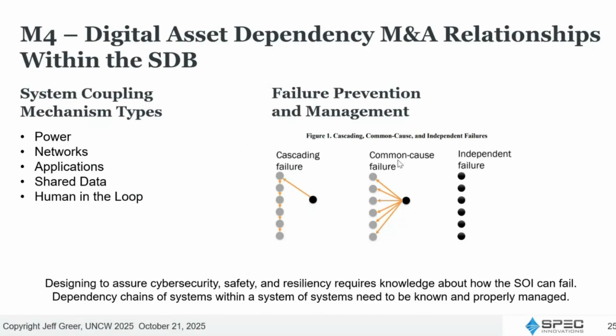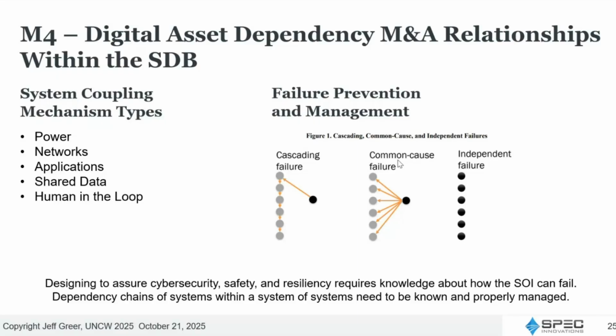And then finally, we get to method 4. So for your system of interest, now that you've got a security domain boundary, you've identified the assets within it, and you've abstracted them down to a level that makes them more reasonable to work with, you want to look at your digital asset dependency, right? What are the coupling mechanisms that take your digital assets and tie them together? So power is an easy one, right? There isn't a digital system around that works without power. You lose power, everything fails.